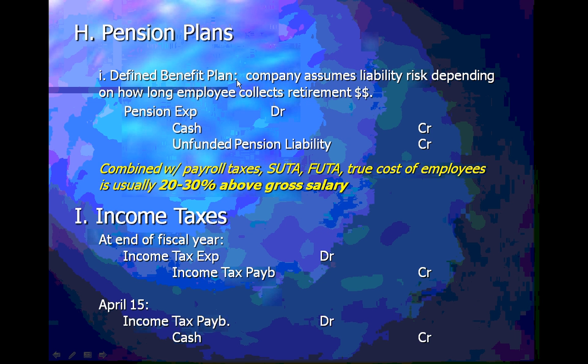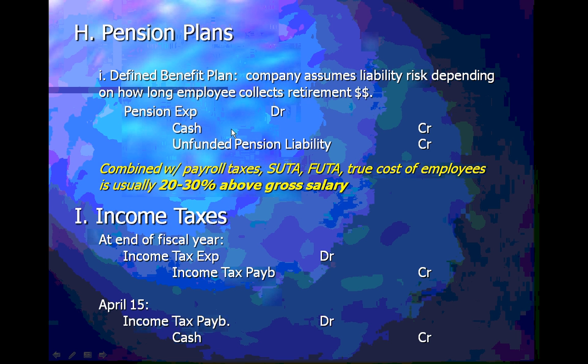All right, there's more. If you have a defined benefit plan, a company takes the liability risk depending on how long you collect retirement dollars. In other words, there's a pension. The company doesn't know how much you're going to collect because they don't know how long you're going to live. It's a very real cost. Okay, it is a cash cost. Notice we will credit cash. Cash goes down as that expense accrues.